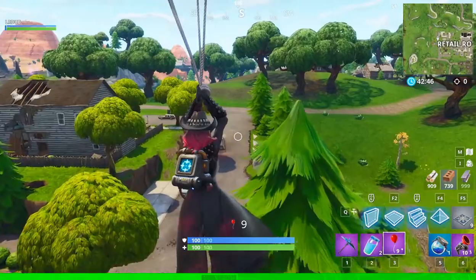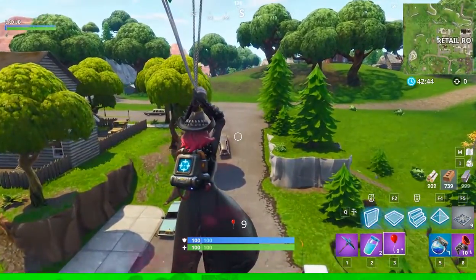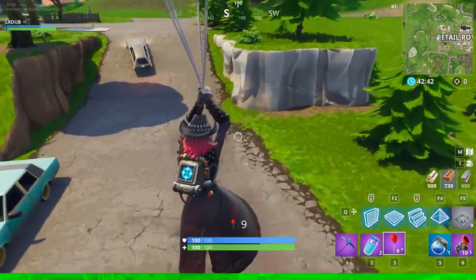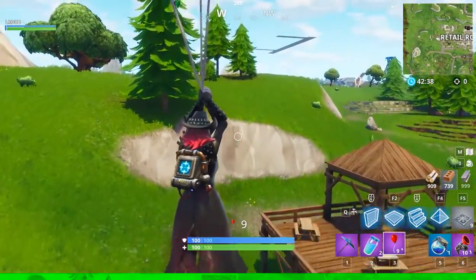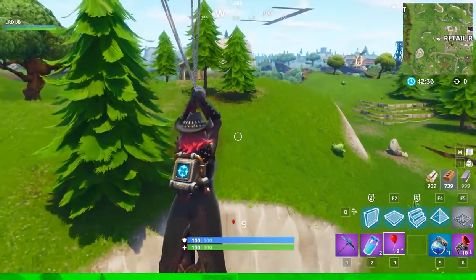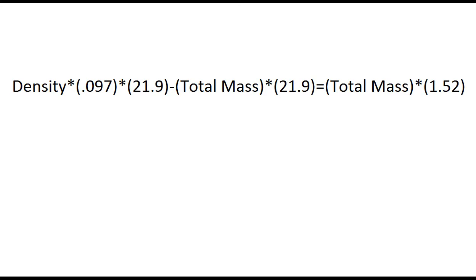We know the density of helium, so we can rearrange our equation and find the mass. And so when I did that, I found that there was 0.019 kilograms per balloon, and each balloon weighs 3.5 grams. So now we're ready to find the density of the air in Fortnite. We have our buoyancy force, which is 0.097, which is the volume of the balloons times 5, because we have 5 balloons, times the gravity, times the density.